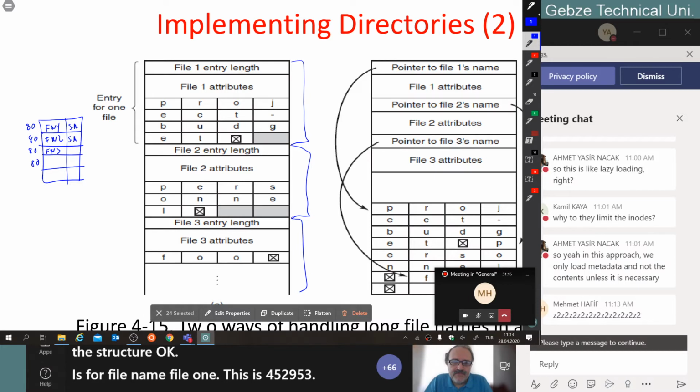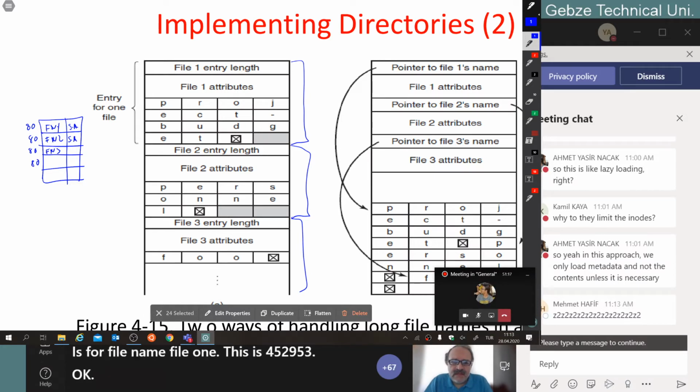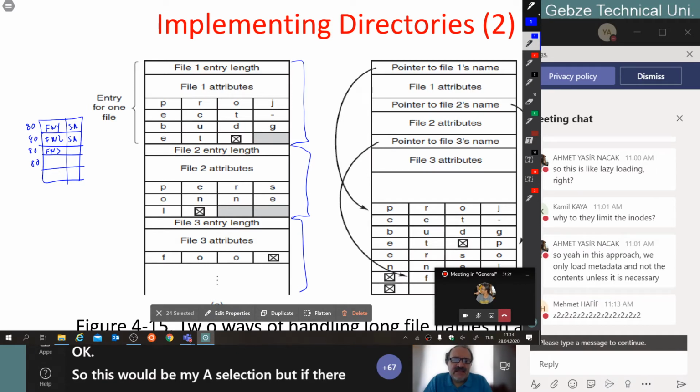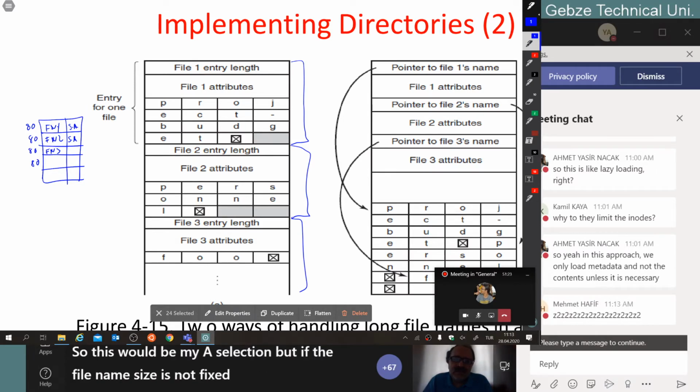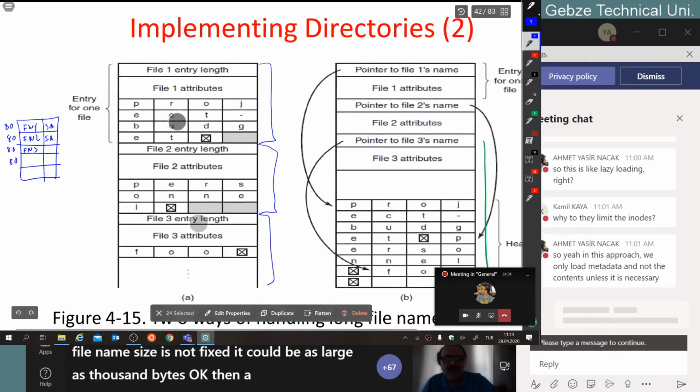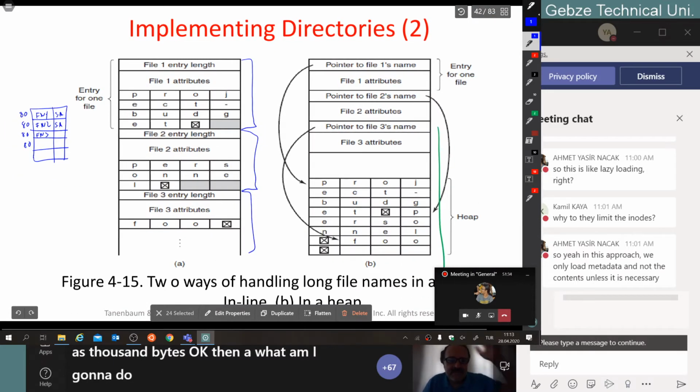Okay. So this would be my structure. But if the file name size is not fixed, it could be as large as 1000 bytes. Okay. Then what am I gonna do? This structure doesn't work. So they came up with this idea.